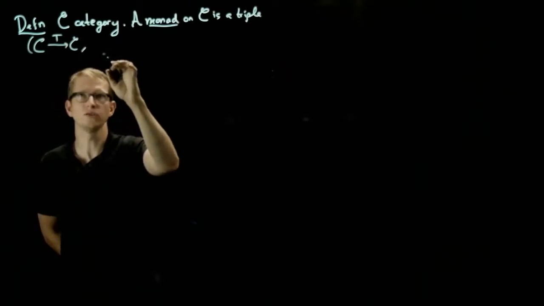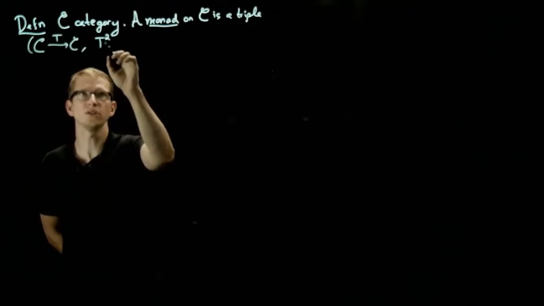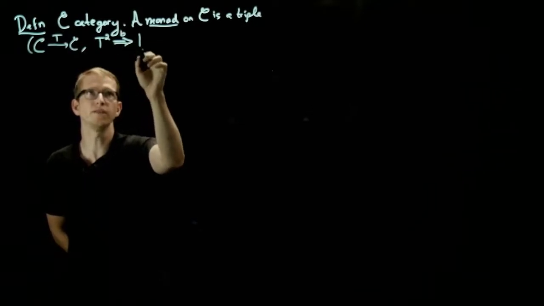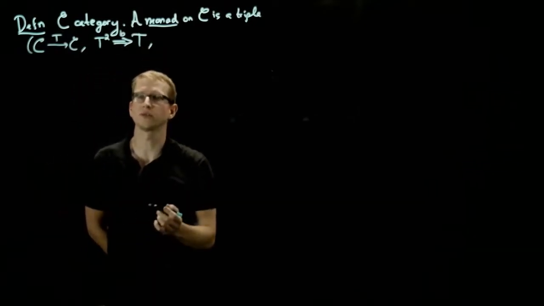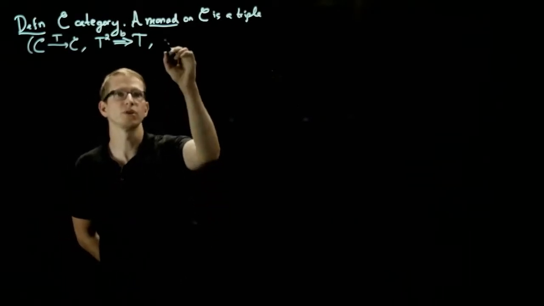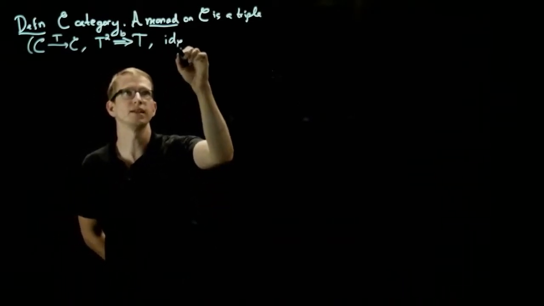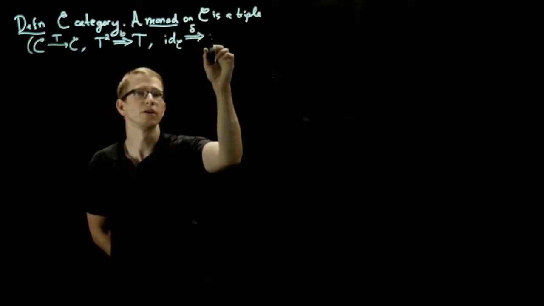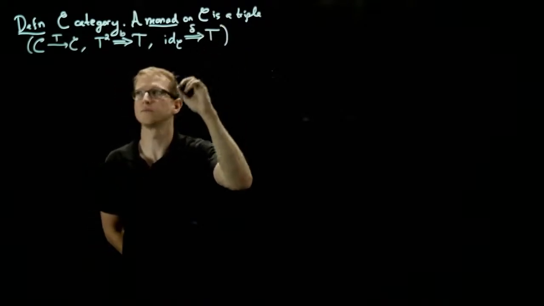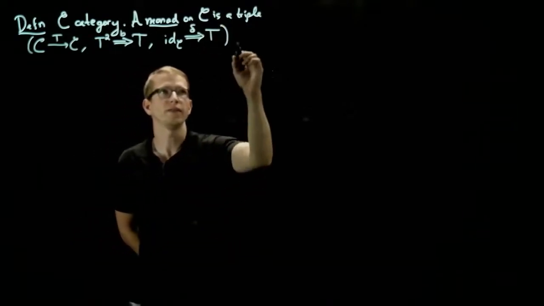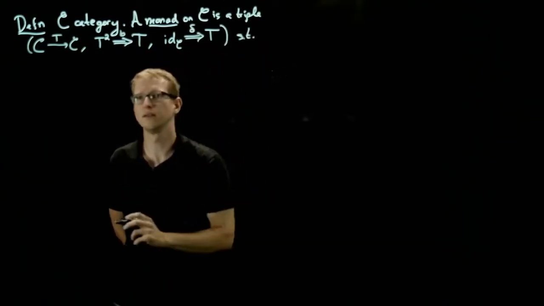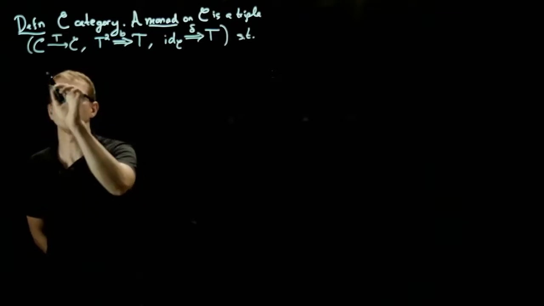And two natural transformations, one that comes from the composition of T followed by itself to T. Let's call that B. And then a third natural transformation, which we'll call delta, which takes us from the identity functor on C to T. And this triple has to satisfy the following two commutativity conditions.